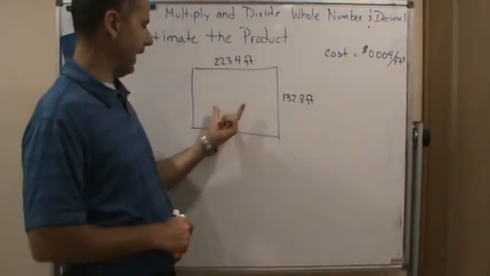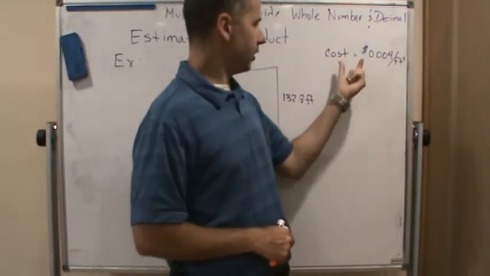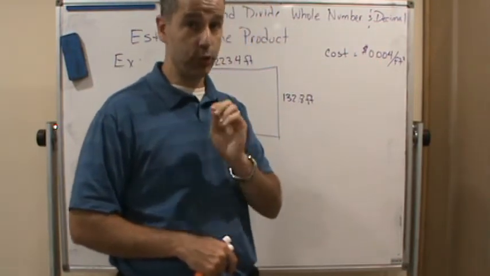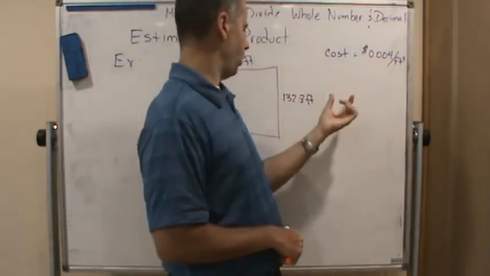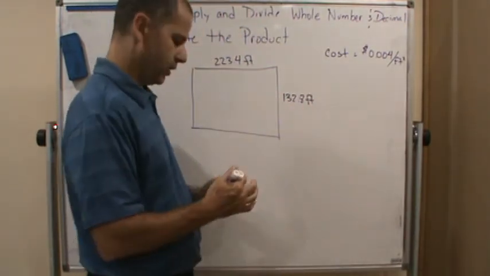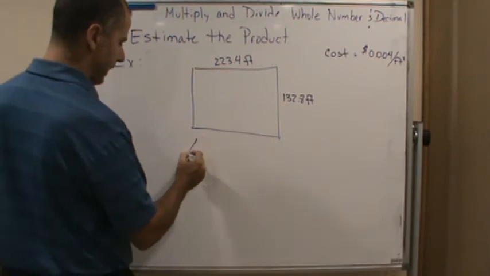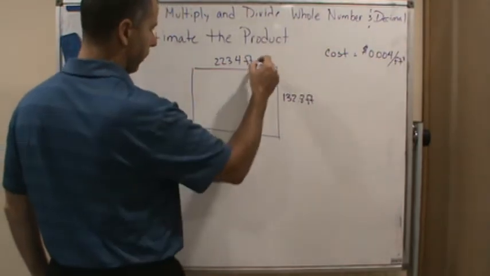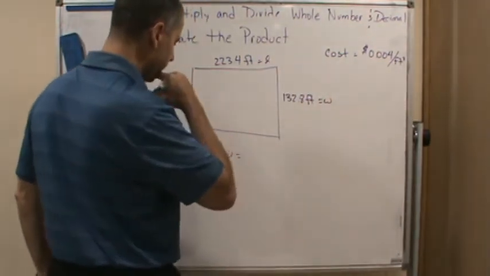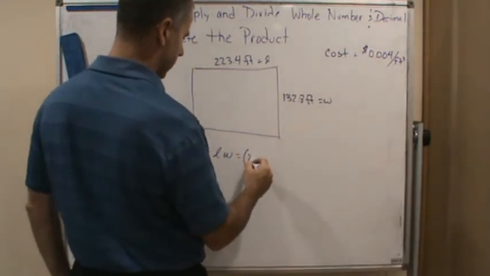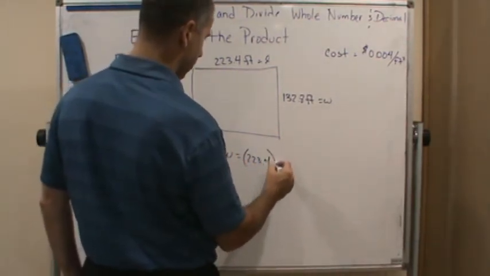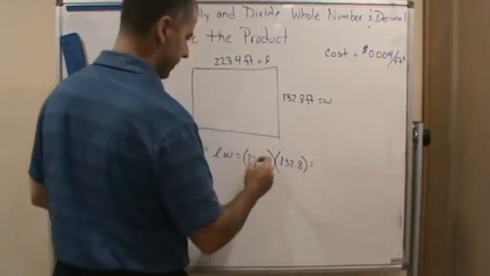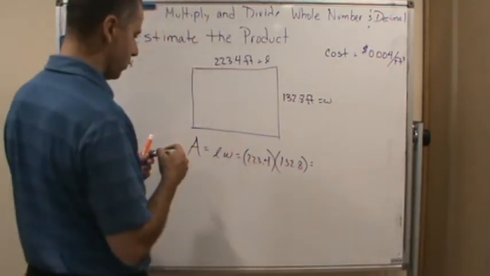So first we need to find the area because this is the cost per unit area, right? So again, this is where you need to make sure you keep your units, okay? So we've got this length, this width. So we know it's a rectangle, so we can find the area easily. Area equals length times width, right? So let's say this is the length, this is the width. So the area is going to be what? 223.4 times 132.8. And again, this is feet times feet, which is feet squared, right?